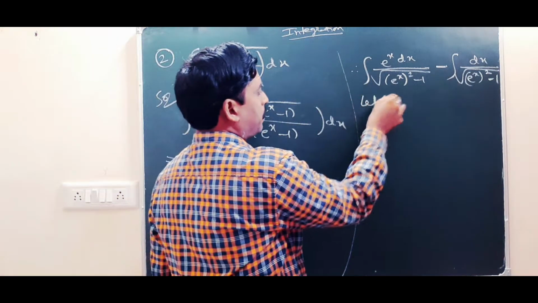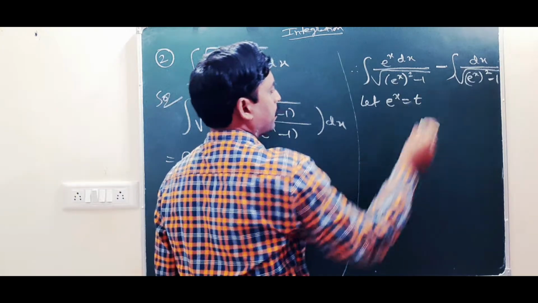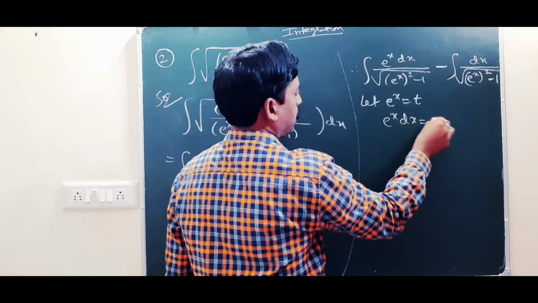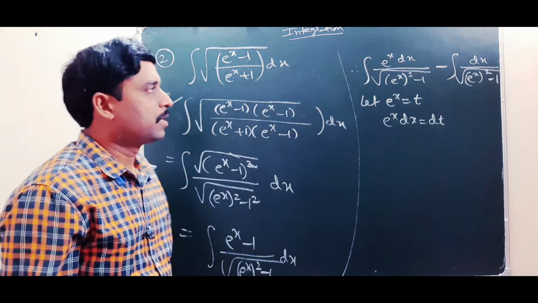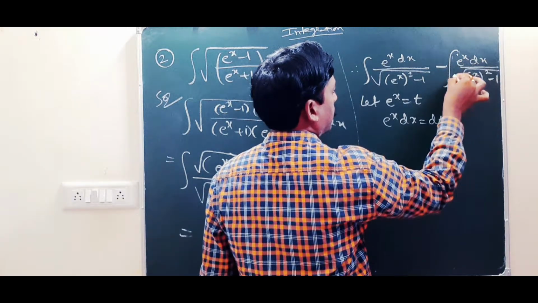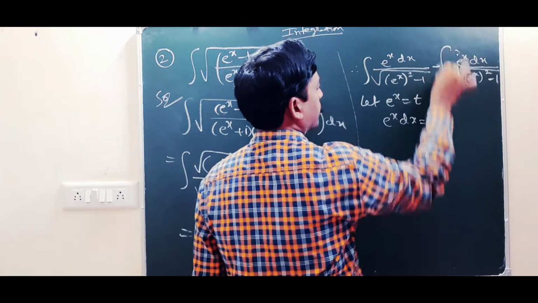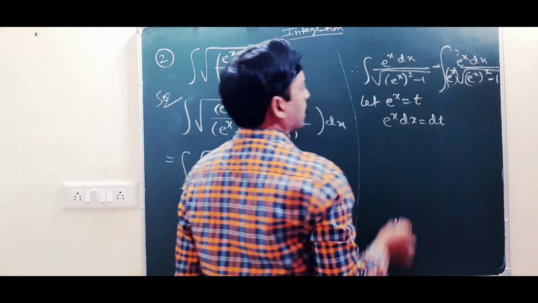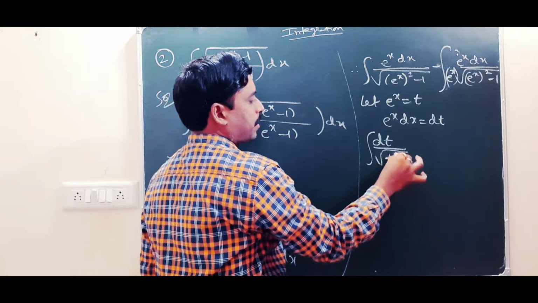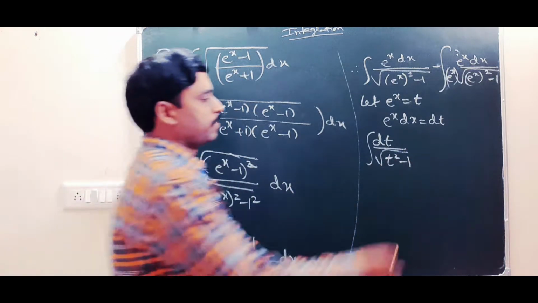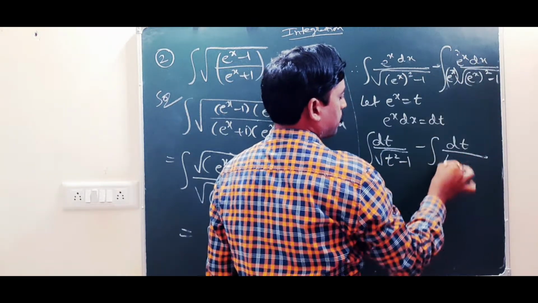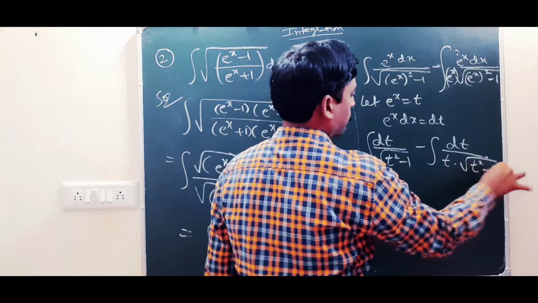Let us take e to the power x equal to t. Differentiating on both sides, e to the power x dx is equal to dt. For the second term, multiply and divide by e to the power x. So it will be integral dt by root under t square minus 1, minus integral e to the power x dx, that is dt by t times root under t square minus 1.